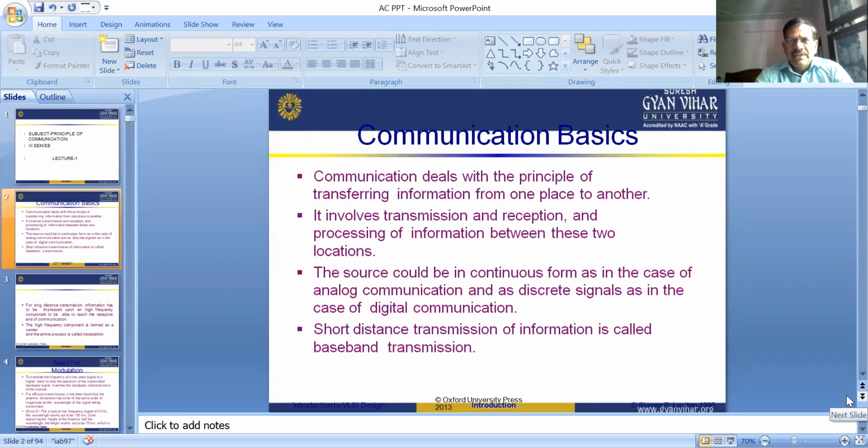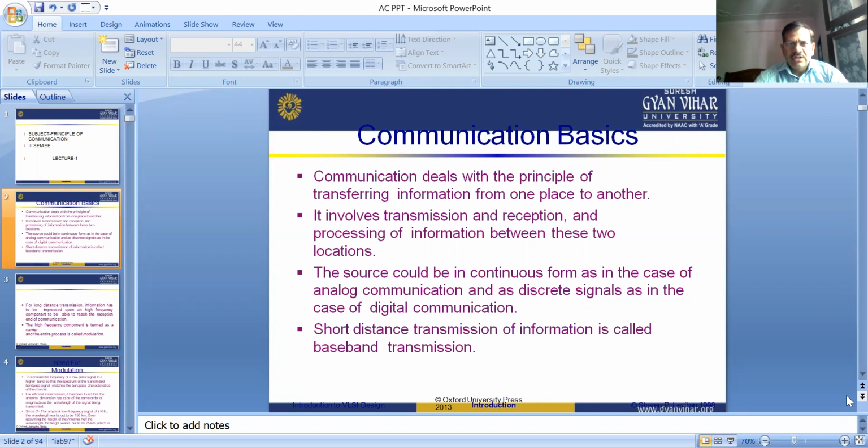So what is the basic communication system? Communication deals with the principle of transferring information from one place to another. It means that the information is transmitted from source to destination, or one place to another place. This is the communication system. It involves transmission, reception, and processing of information between these two locations.